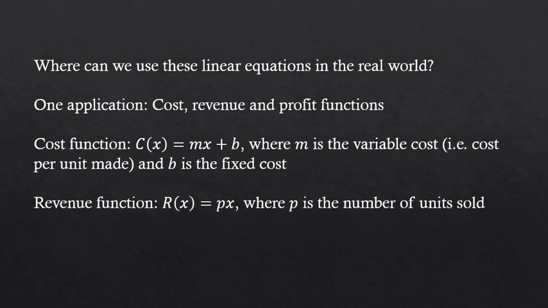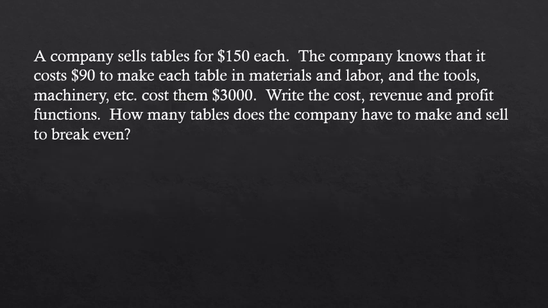The revenue function, capital R of x, is p times x, where p is the price per unit and x is the number of units that you produce and sell. Straightforward. And then the profit function, well, profit is all the revenue minus what costs you had. And whatever you have left over in terms of revenue, hopefully, is your profit. So P of x, capital P of x, is just R of x minus C of x. So we're going to see how we can use these quantities.